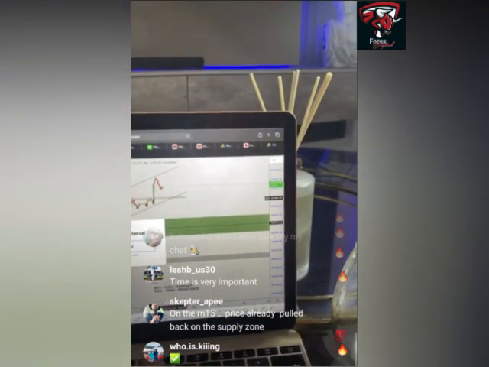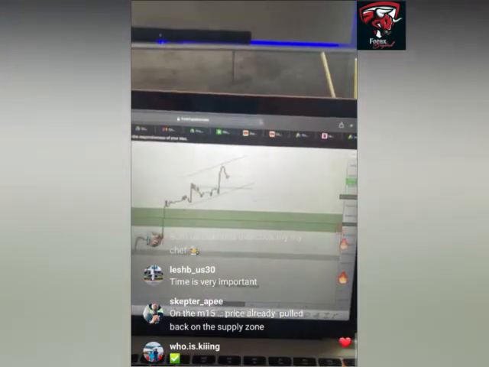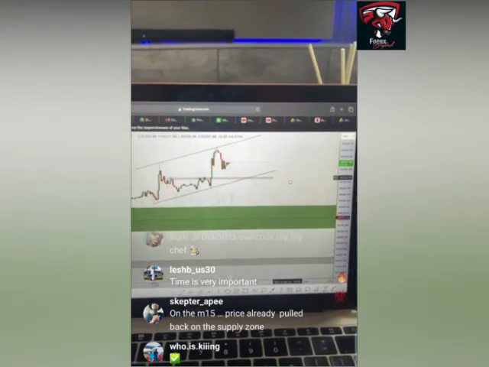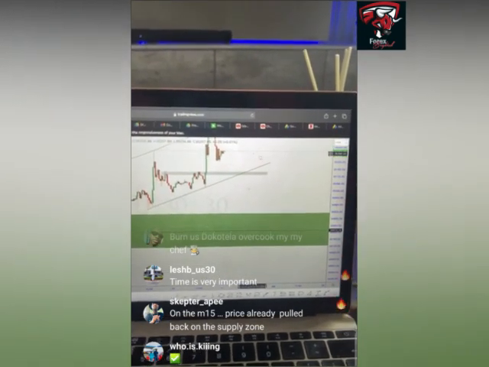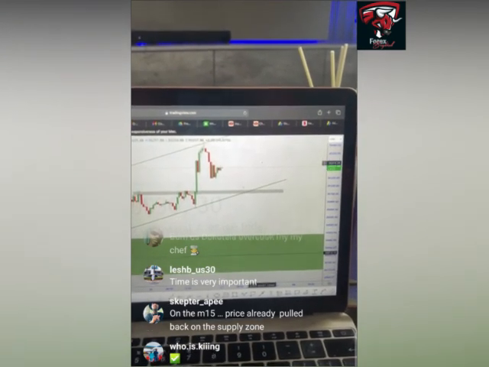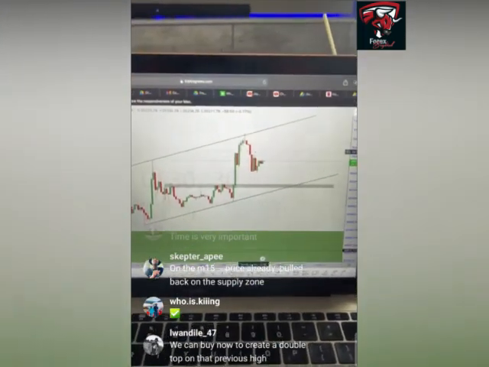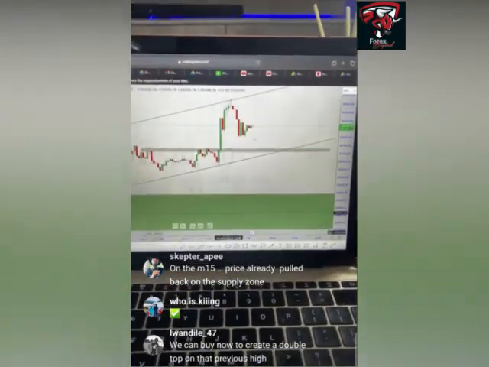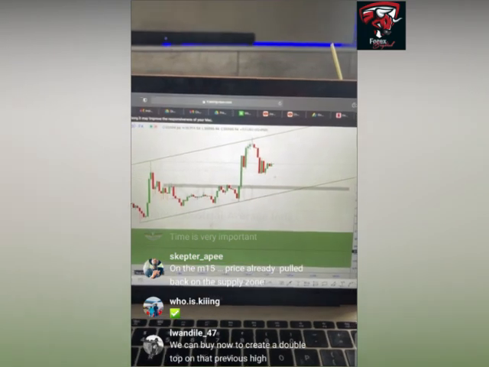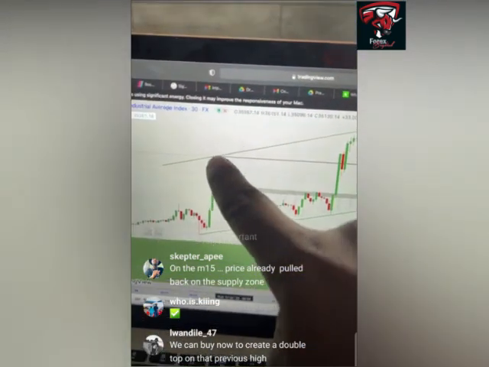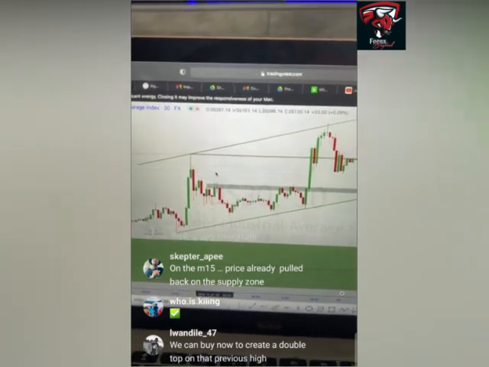Now, if you go to the M30, guys, I'm personally a structure trader, okay? If you look at market structure right now, structure is not too clear on this particular market, but for the sake of this lesson, I'm going to pull out this previous high, because that's a really important high. So we can't ignore that.